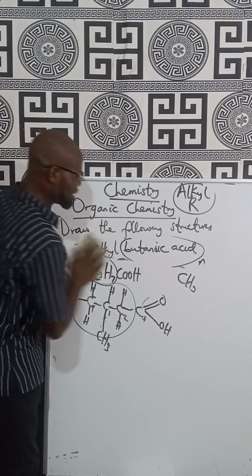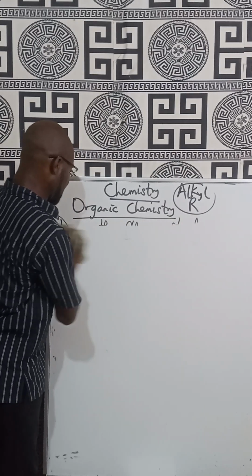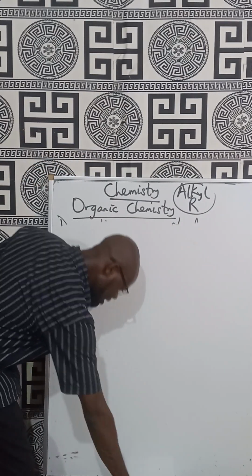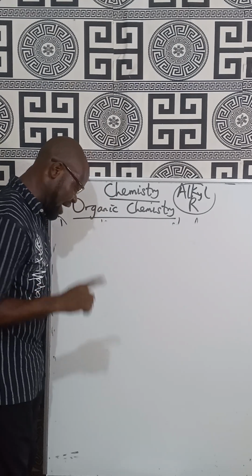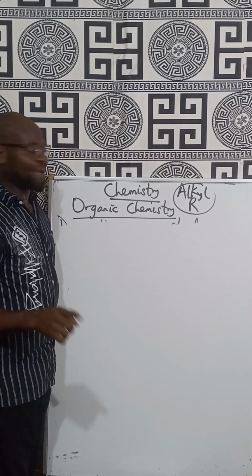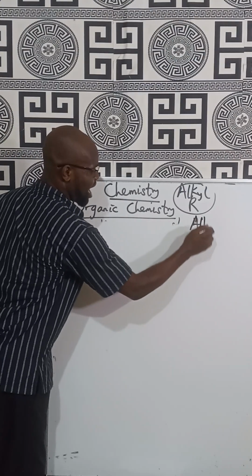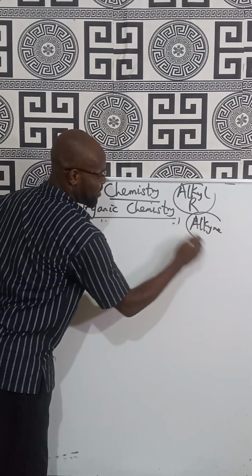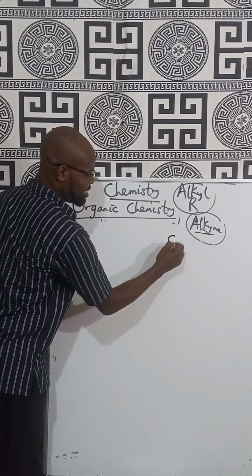Now let's quickly look into the second one without wasting time. So the second one says what? It says 2,2-dichloro-5,5-dimethylpent-3-yne. Pentyne comes from the general name alkyne. Alkyne family.